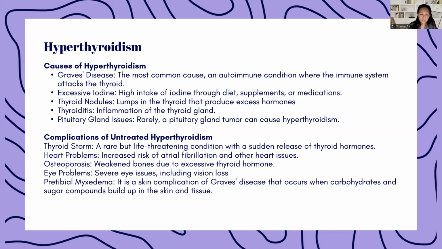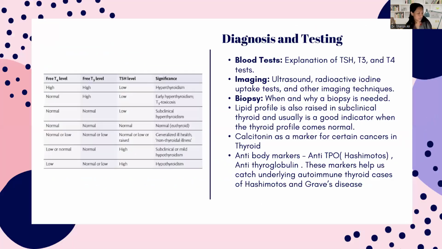And what are the complications? Thyroid storm, heart issues because of atrial fibrillation, osteoporosis. I discussed calcitonin with you. Eye problems, because if the exophthalmos becomes too much, then it will lead to eye dryness, and then maybe corneal ulcerations and things like that may follow. And pretibial myxedema, okay, which is a part of Graves' disease. Okay, so this is pretibial myxedema.